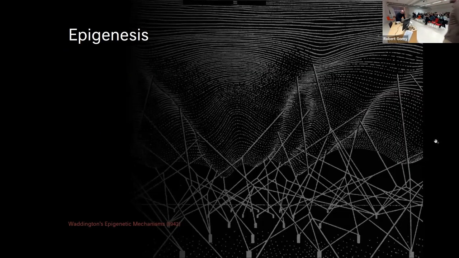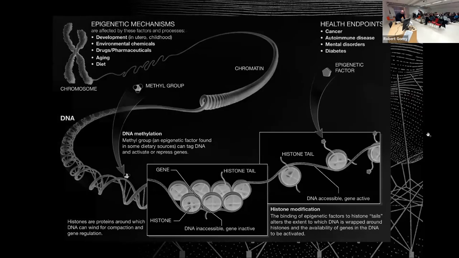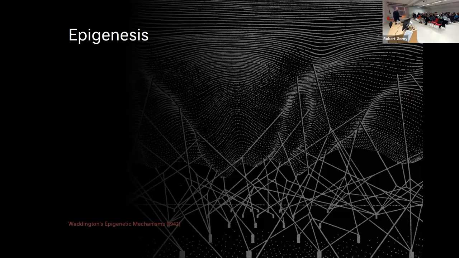What Waddington already highlighted, if my computer wants to show this, is that somewhere under this landscape there must be mechanisms, epigenetic mechanisms. And back then in '42, he didn't really know them so well, because genetic sciences were just on the verge of being developed.